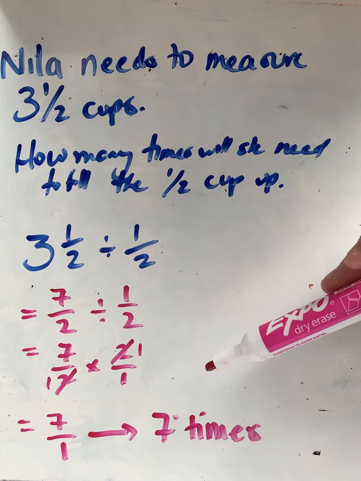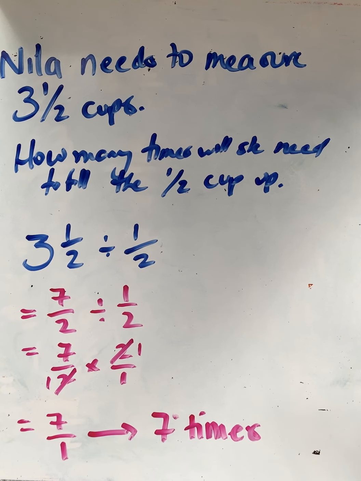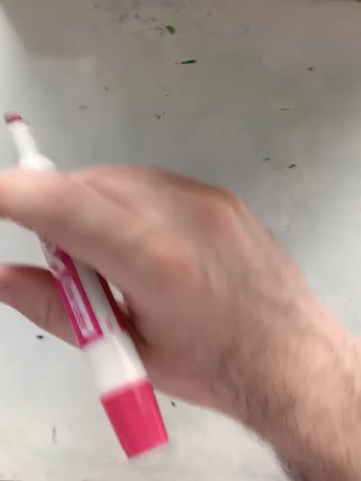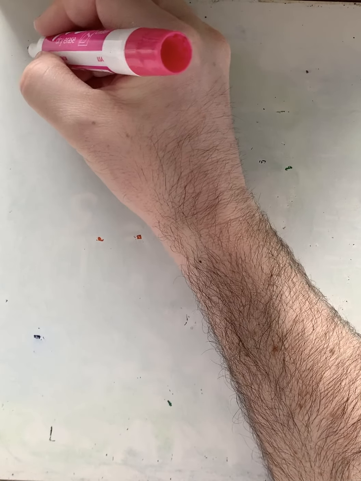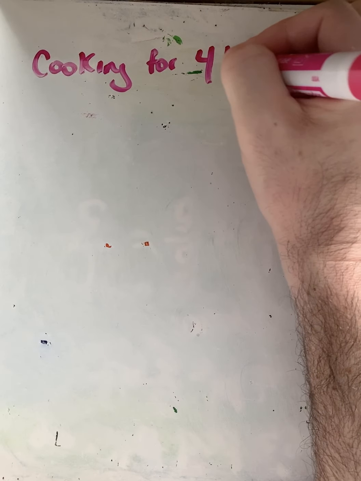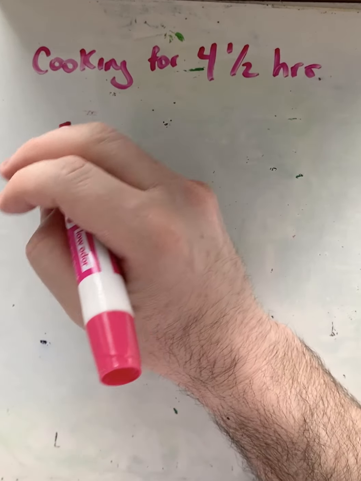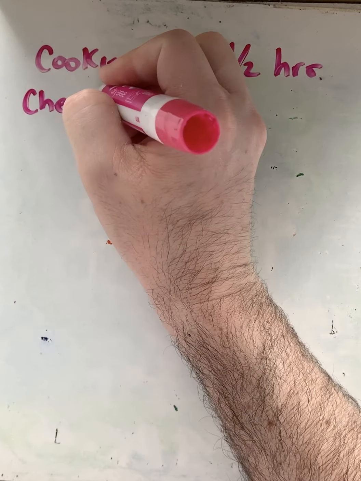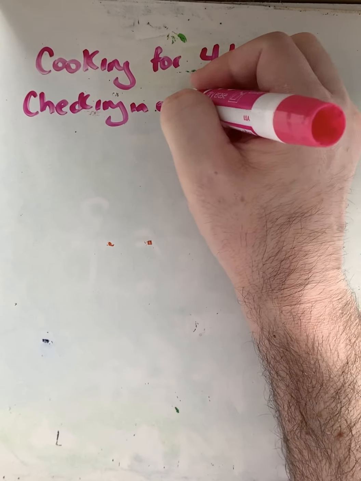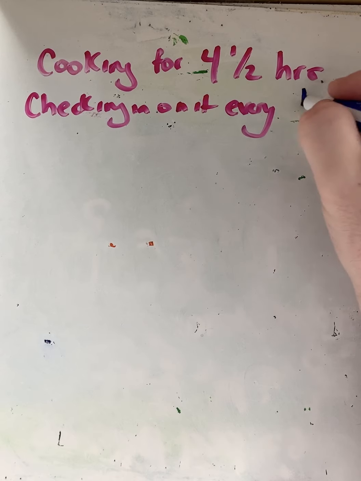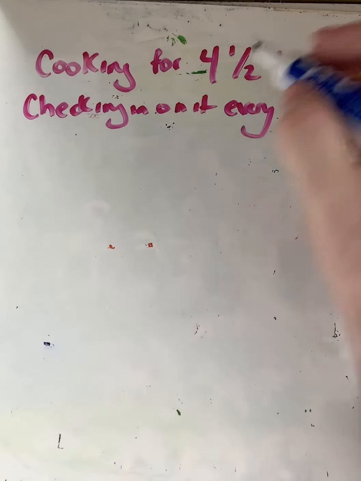Okay, let's do another one. This one's a little bit more challenging, so let's get a new board. So Mr. Burger's cooking turkey, and he's cooking for 4.5 hours, okay? But I'm checking in on it every, I'm going to do this in a different color. I'm checking in on it every 1/3 of an hour, okay?